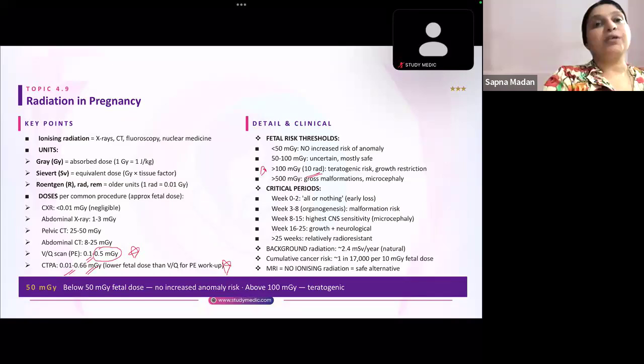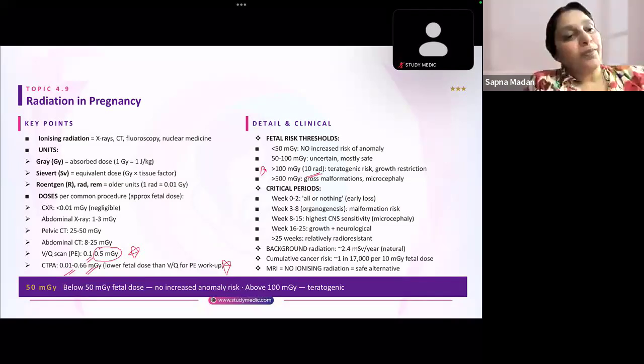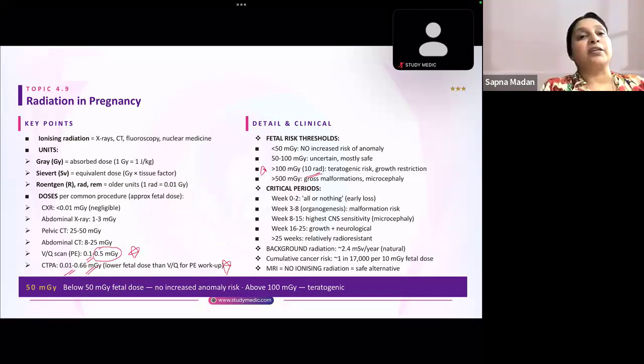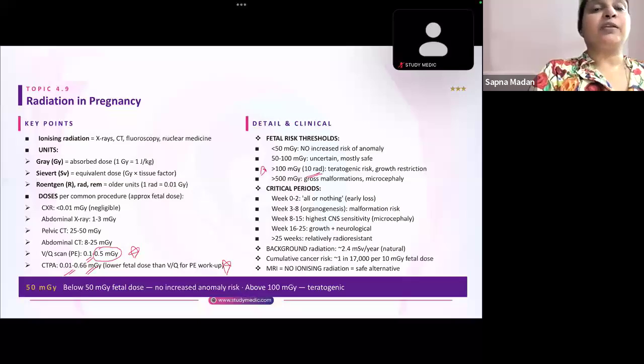Critical periods. During embryogenesis, week 0 to 2 is all or nothing. All or nothing means either the baby is not going to be affected at all by that radiation, or the baby is going to miscarry. The most sensitive period for most of the organs is week 3 to 8, where the majority of the organs are developing, as you studied in the embryology chapter. If a baby is exposed to radiation at this time, there is a high risk for malformations.